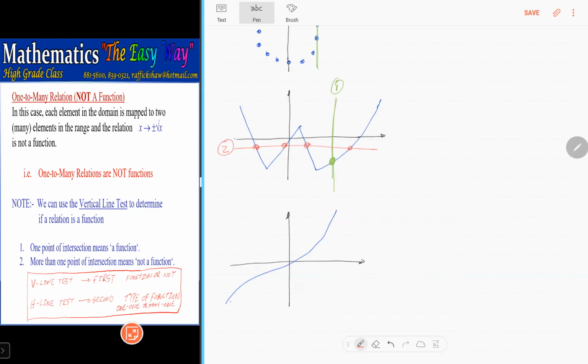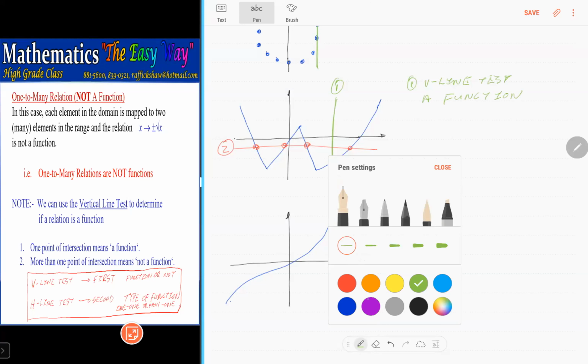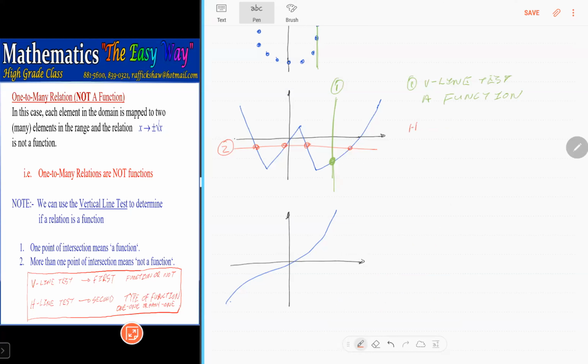All right, so let's go back. One, the V line says it is a function. And the H line, let's go back. 2, which is the H line test, says it is many to one.